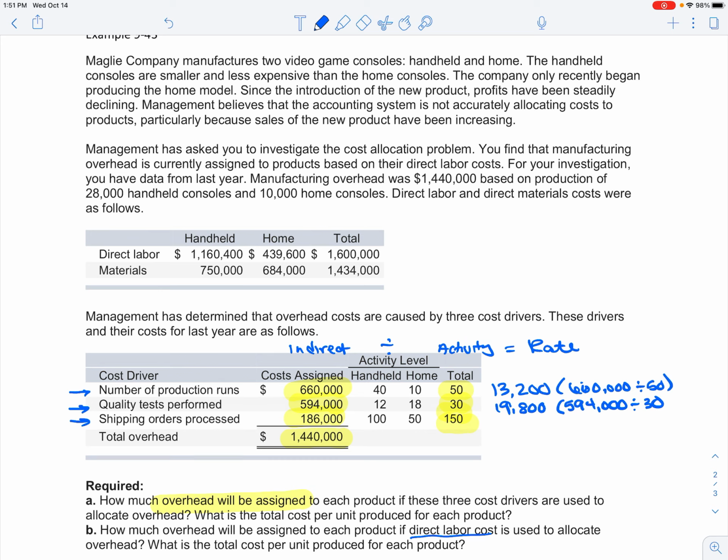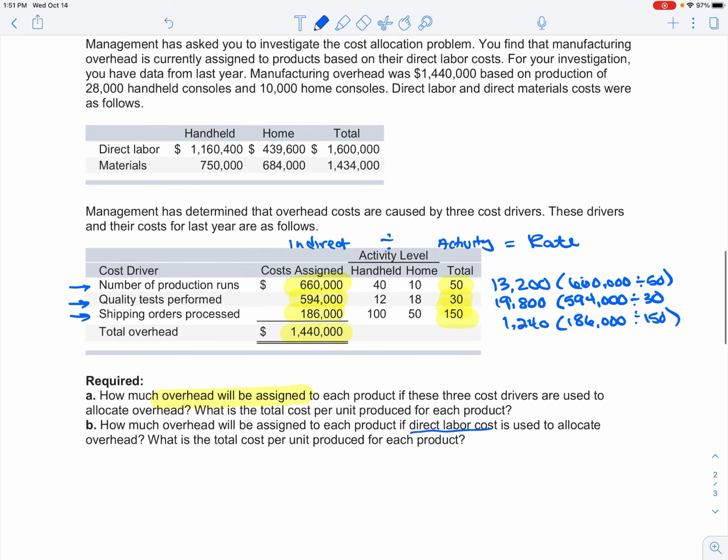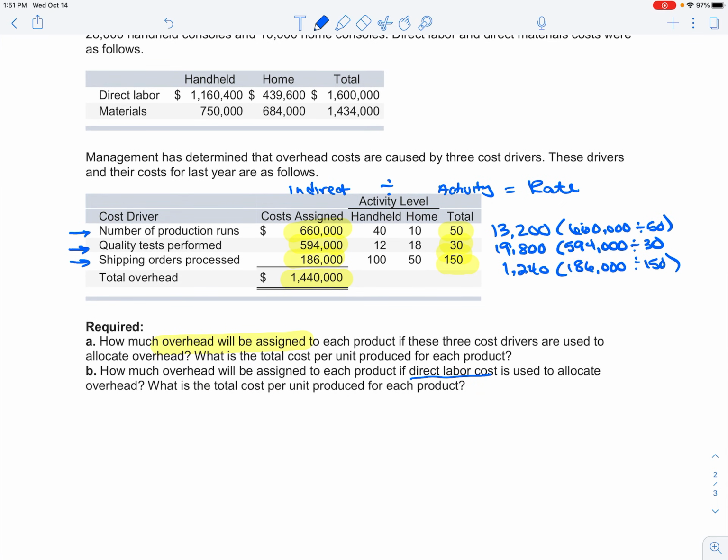And then that final cost driver is the shipping orders. If I divide my indirect costs by my total activity, I should get 1240. So now I have each of these rates. Now is where I'm going to take that rate and apply it to each product based on their individual levels of activity. So first, let's assign our overhead.